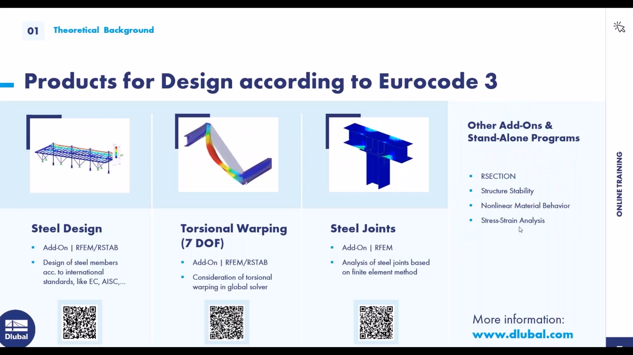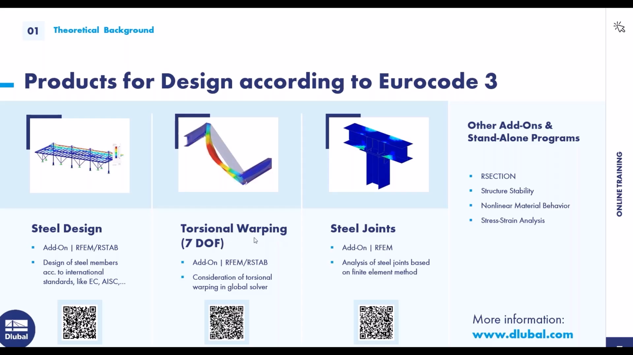At first, I say something about the products for the design according to EC3. The most important add-on is the steel design add-on. With that add-on, you can design steel members according to international standards like Eurocode, AISC, and so on. We design according to Eurocode today.